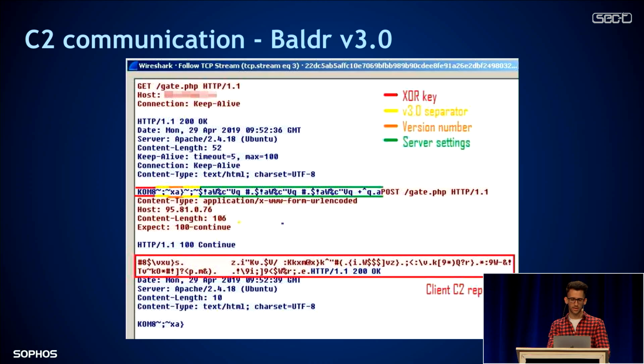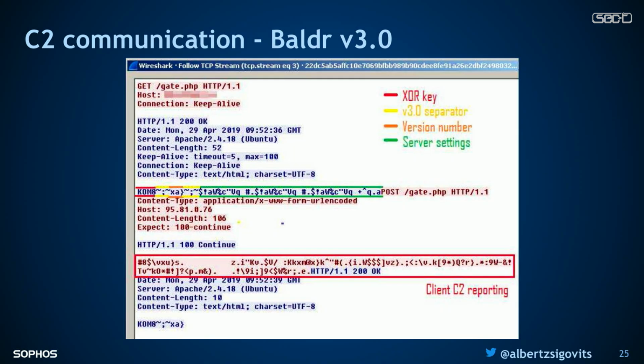Baldr version 3.0 brought some advancements in terms of encrypting the C2 traffic. However, it's still very easy to spot some sort of regularity. The C2 data contains a section for the XOR key. It also has a separator, malware version number, and some additional server settings.